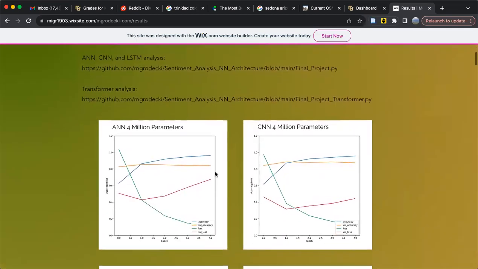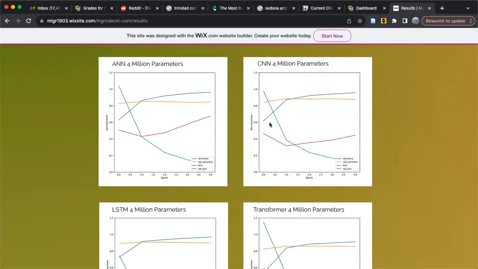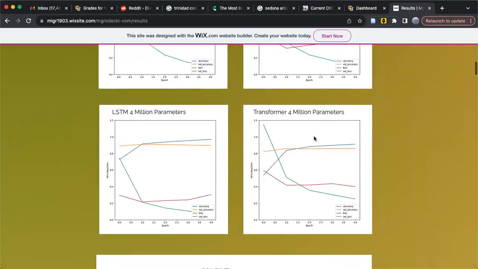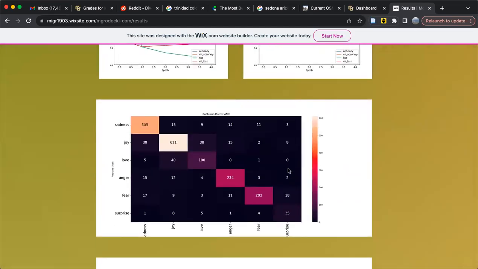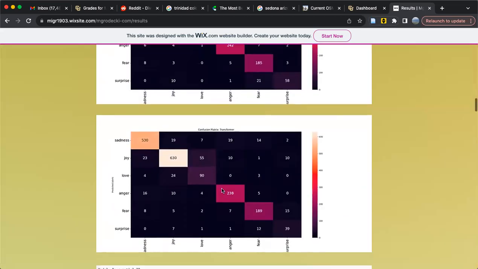So for example, here we have the performance of the networks at 4 million parameters. And these graphs portray the loss and accuracies for each one of the networks. Then the second kind of chart that was used was a confusion matrix to show if the networks categorize things correctly, how they were supposed to, in terms of the 6 emotional categories with the input data that was put in.